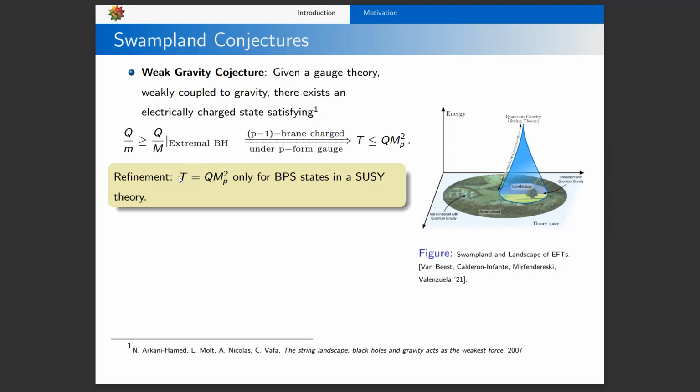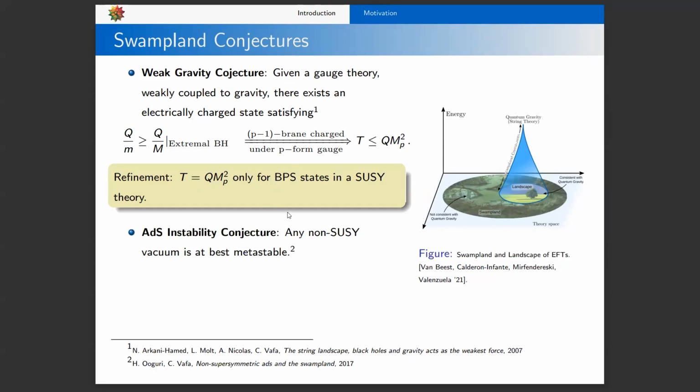In this refinement, what they say is that the bound of these inequalities is only saturated when we are working with BPS states in a supersymmetric background. So in line with this last refinement, a new conjecture was proposed, the AdS instability conjecture, that says that any non-SUSY vacuum is at best metastable, and at some point it will always decay, for example, to the BPS state predicted by the weak gravity conjecture. It is important to note that although the weak gravity conjecture motivates the AdS instability conjecture, it is not a requirement. We could have decays that are not the ones predicted by weak gravity.